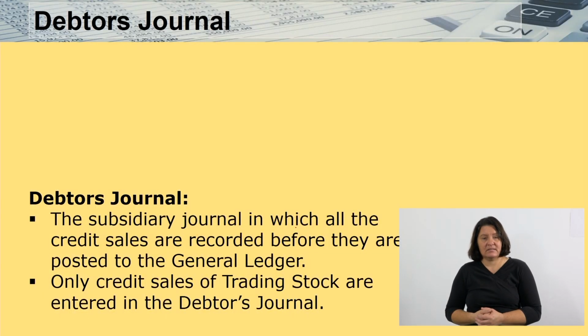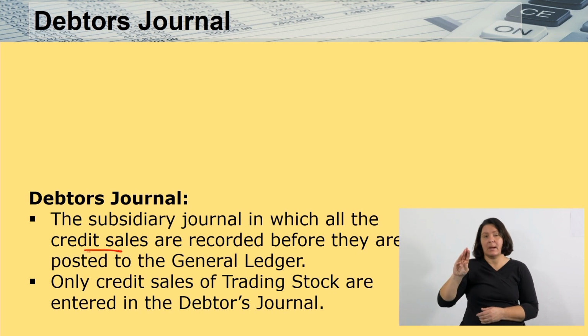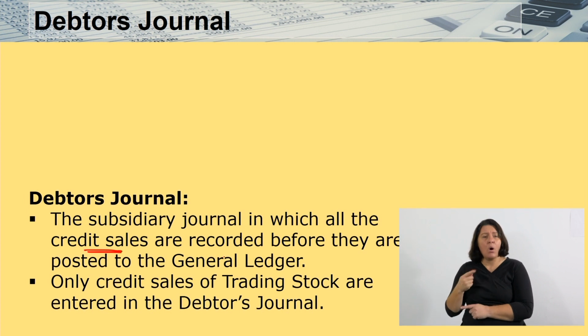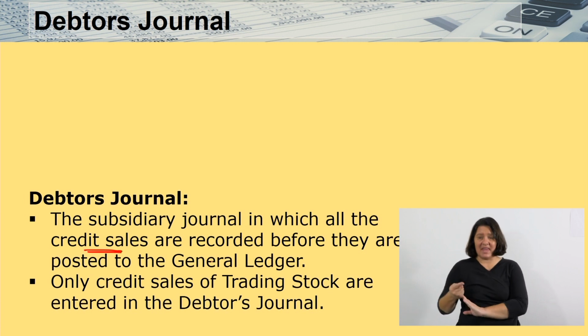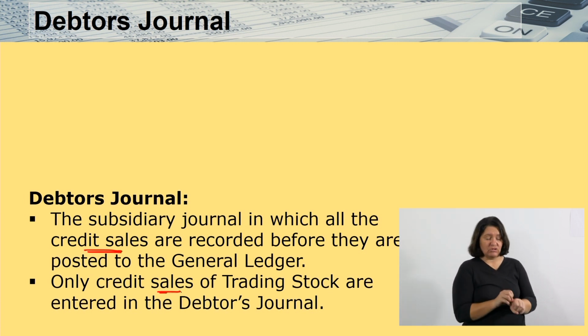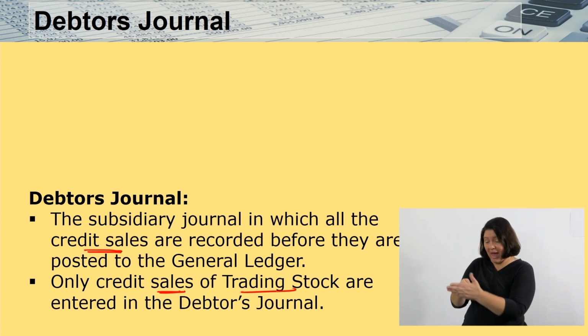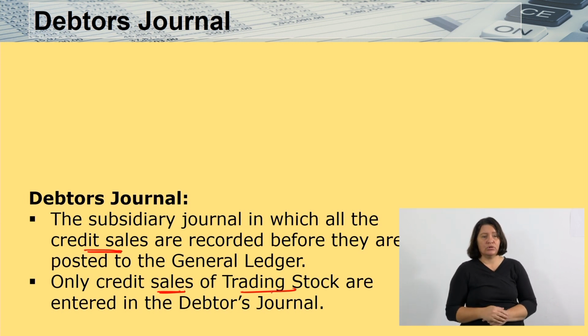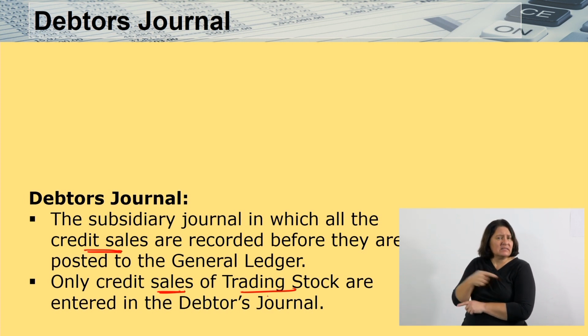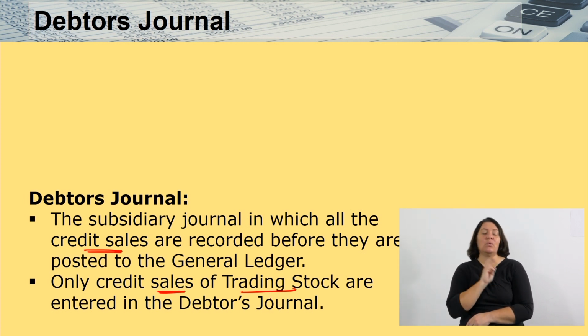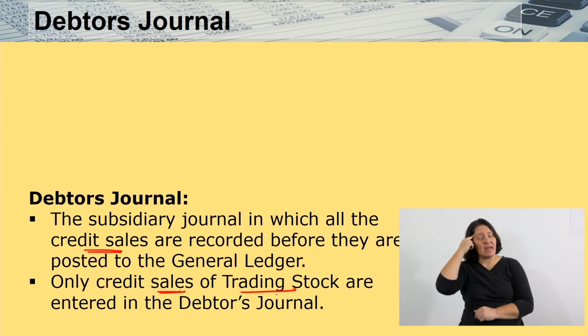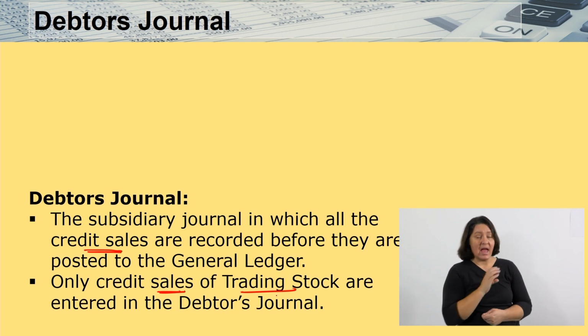The subsidiary journal in which all credit sales, take note, credit sales, remember now we are dealing with credit journals, are recorded before they are posted to the general ledger. Only credit sales of trading stock are entered in the DJ. So will the DJ therefore affect my trading stock account? Definitely. So when I think DJ, I'm thinking selling to customers. Is it cash or credit? It is credit. So does it affect my trading stock then?